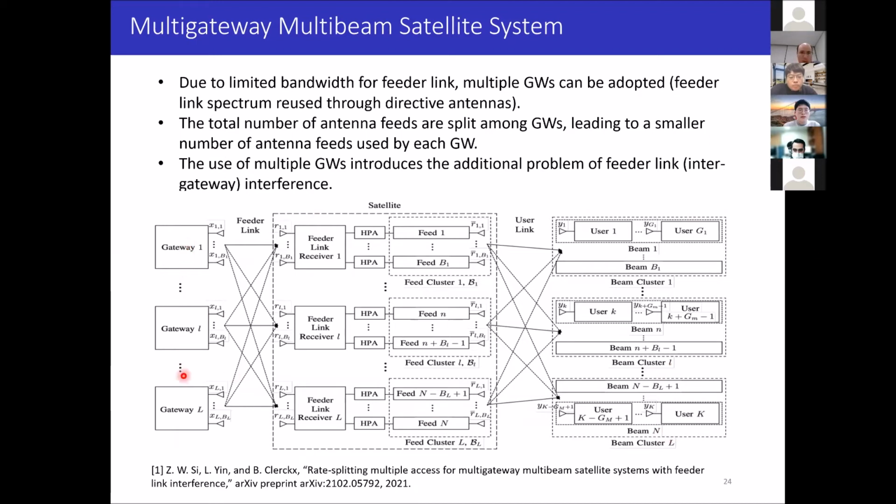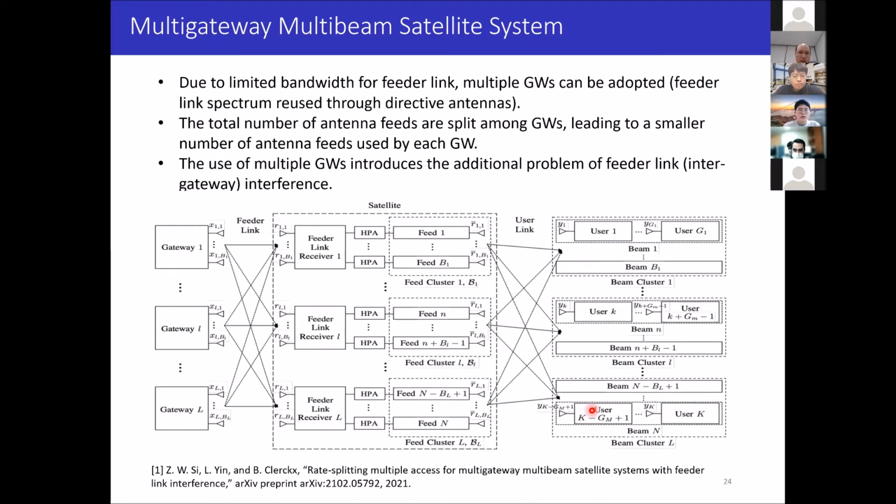And so we have different gateways, and the different gateways use the same feeder link spectrum. So the feeder link spectrum is reused across gateways, but those gateways have very directive antennas that aim towards the satellite. And so hopefully they will not interfere with each other, hopefully. In practice, of course, they always, to some extent, interfere. This is one of the challenges. Now each gateway can relate to a certain number of feeds on the satellite. We have a certain number of feeds, and those feeds are divided into clusters, cluster 1, cluster L, cluster capital L, and this cluster of feeds is used to relay the data that is transmitted by gateway L, essentially. And we'll relay that all the way to the beam cluster L.